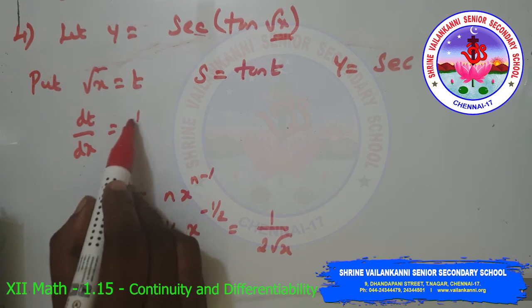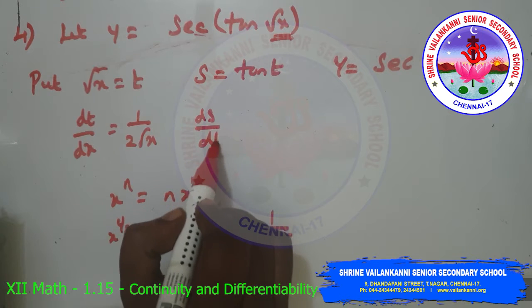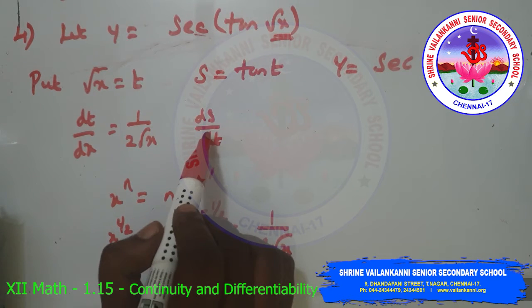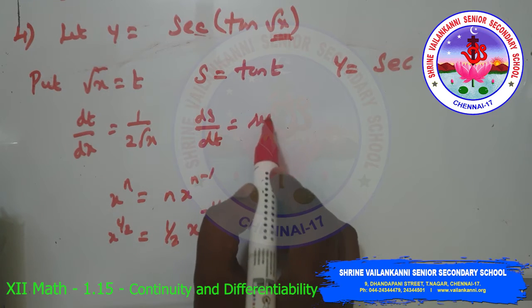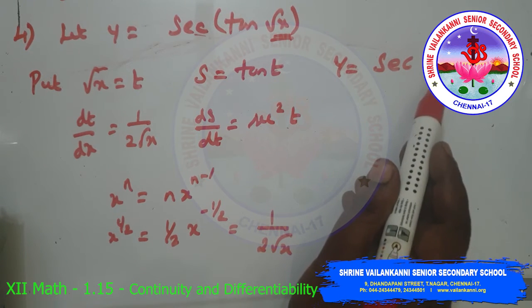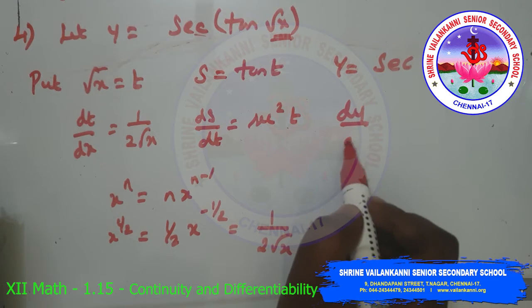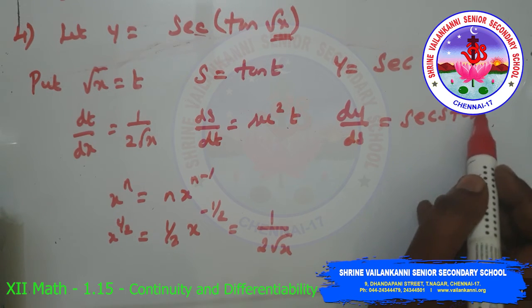So dt by dx is 1 by 2 root x, and ds by dt. We have to differentiate s with respect to t. So ds by dt is equal to secant square t. Then differentiating y with respect to s, dy by ds is equal to secant s tan s.